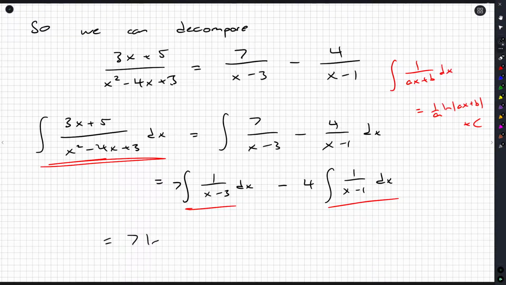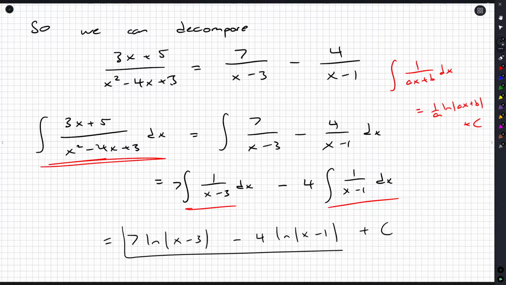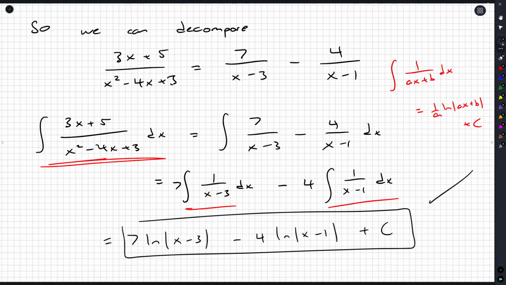So we'll get 7 ln absolute value of x minus 3 minus 4 ln absolute value of x minus 1. And we're done, and it's an indefinite integral, so we tack on the plus C. And we're happy. There we go. There's our final answer. 7 ln absolute value x minus 3 minus 4 ln absolute value x minus 1 plus a constant. And we're good to move on.